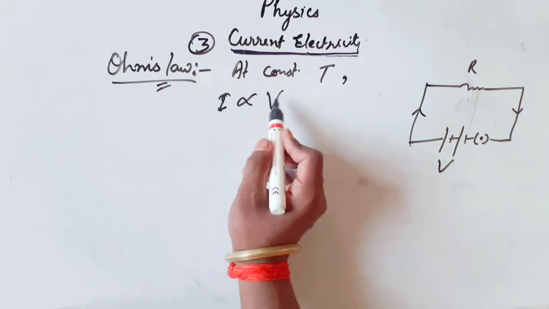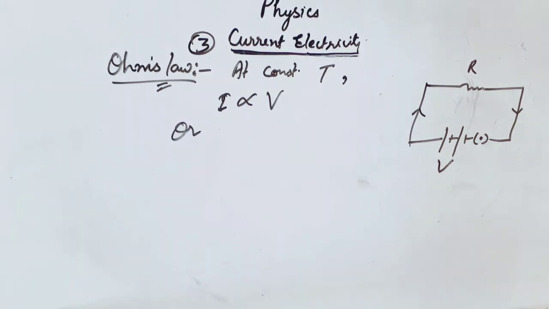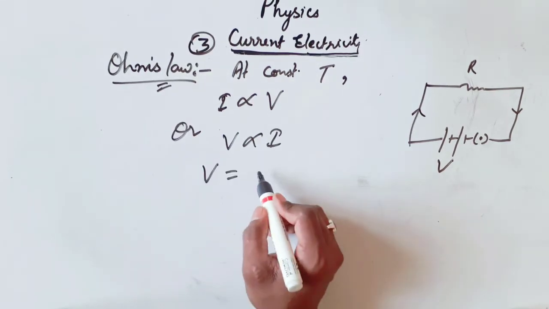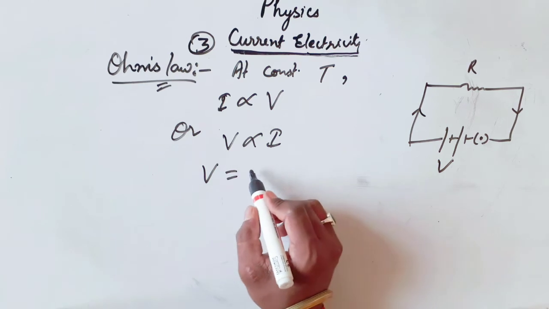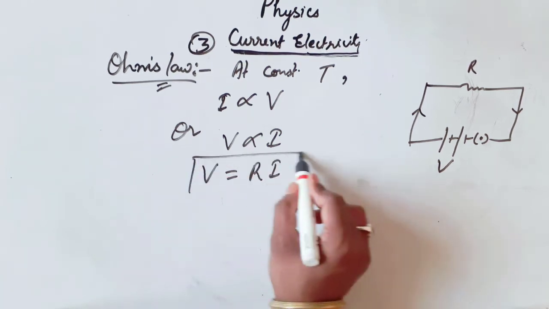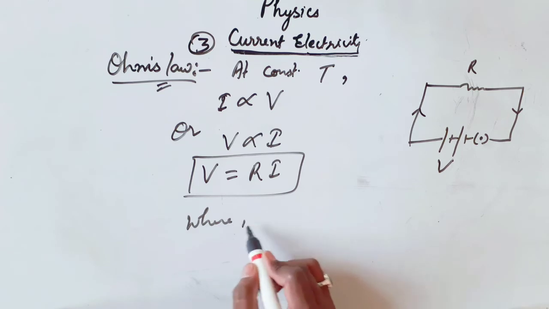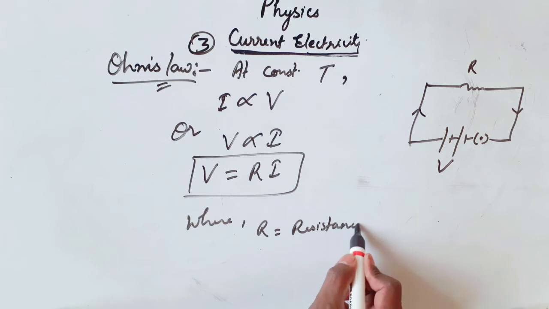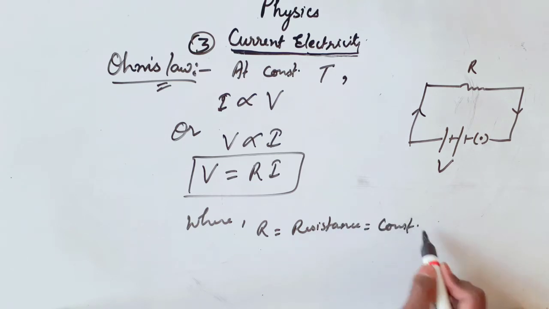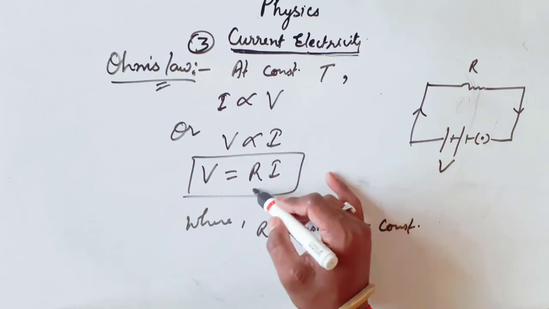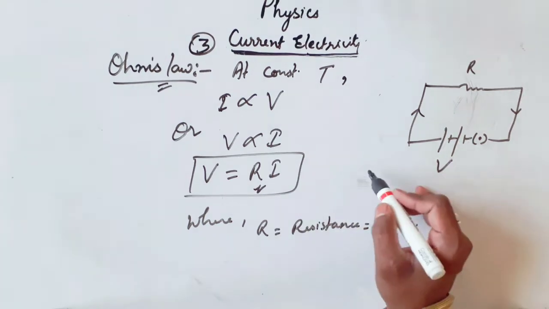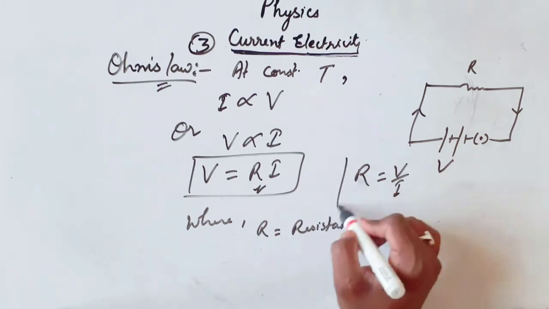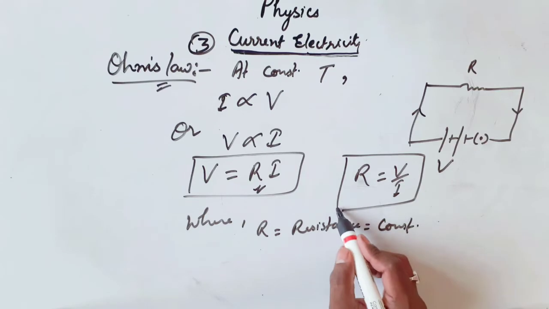temperature. So I will be directly proportional to V, or we can say V will also be directly proportional to I. And when proportionality is removed, there will be a constant term. So V will be equal to R into I, where R is called resistance. R is the resistance of the circuit, which is constant. This resistance always opposes the flow of current in a conductor because R is equal to V upon I. According to this formula, we find R is equal to V upon I.